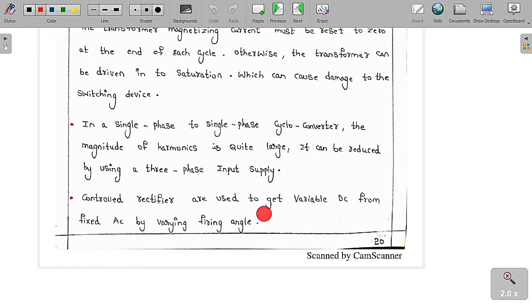Controlled rectifiers are used to get variable DC from fixed AC by varying the firing angle. A controlled rectifier simply converts fixed AC into variable DC. By varying the firing angle alpha, we get a variable DC voltage output.